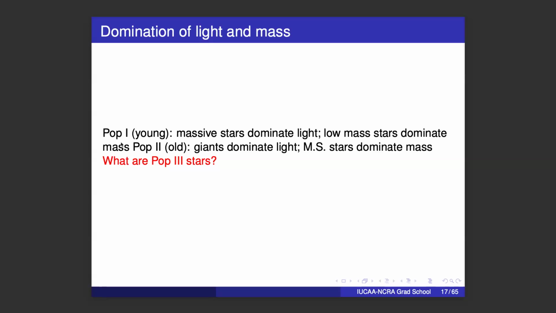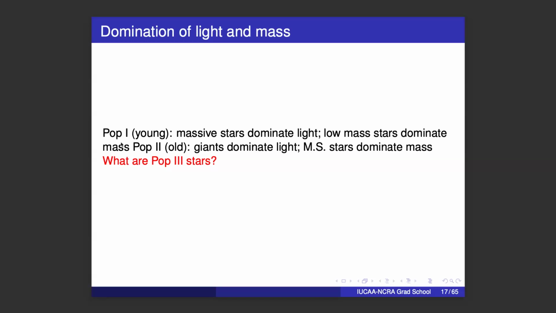At the end of their life, giants dominate the light. They become so much bigger that they dominate the light, and main sequence stars dominate the mass. And these will be all at the low mass end. So again, low mass stars dominate, but these are all on the main sequence. So are these, but low mass stars will dominate.